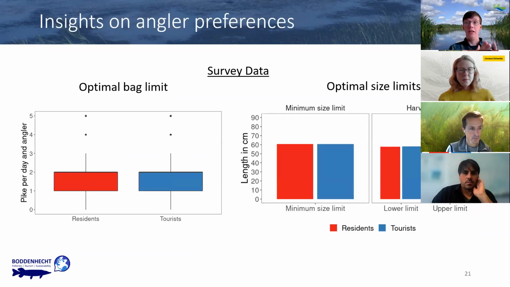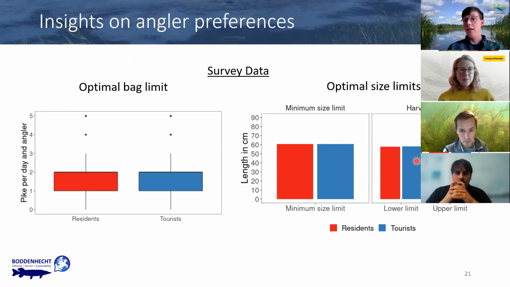Okay, but if we look at angler preferences, actually our model predictions or our model advice would be in line with what anglers prefer. So this is survey data from DITA. And you can see that their preferred back limit is between 1 and 2. If we would increase the minimum size limit, they would prefer 60 centimeters, and they would prefer a harvest slot, if implemented, of 60 to 85 centimeters.